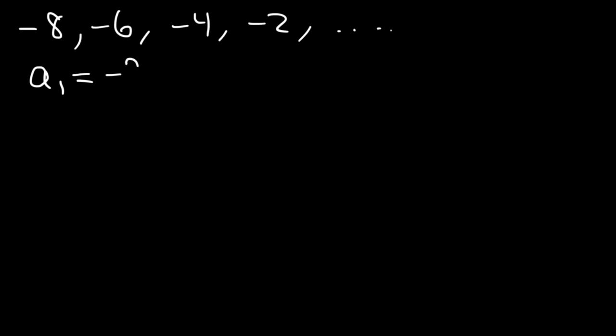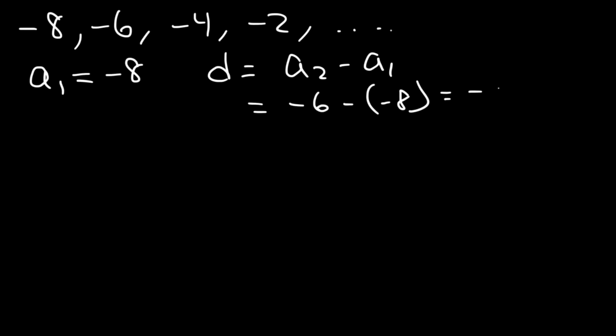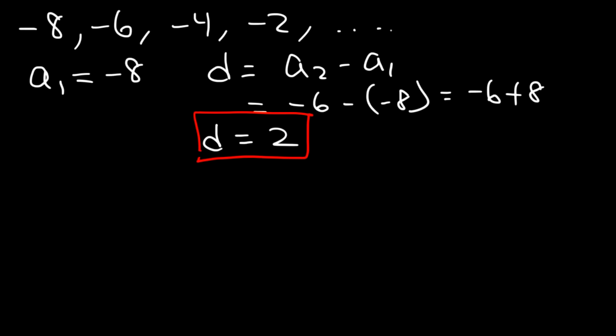So now it's your turn. Try this example. Let's say we have the sequence -8, -6, -4, -2, and so forth. Write a general equation for the sequence of numbers using the formula. So the first term is -8. The common difference is the second term minus the first term, which is -6 minus -8. That's the same as -6 plus 8. So the common difference is 2. So you have to add 2 to get the next term. -8 plus 2 is -6. -6 plus 2 is -4, and so forth.